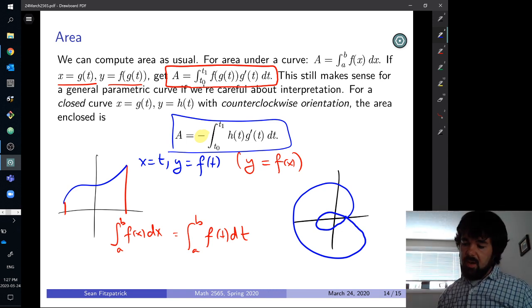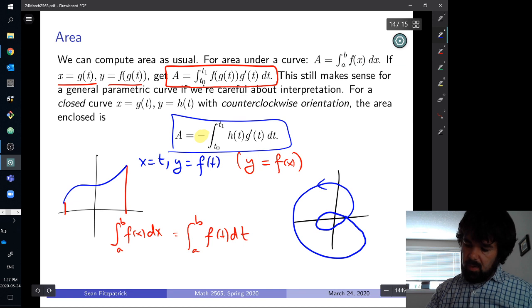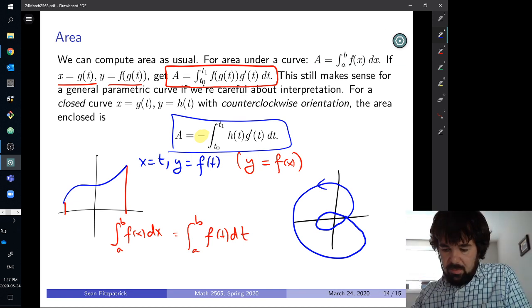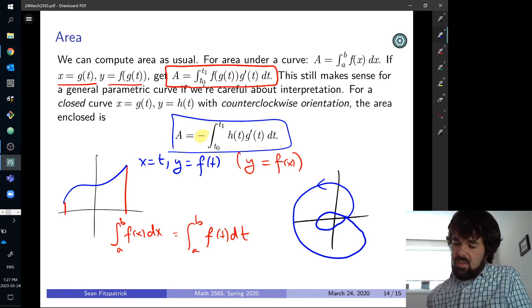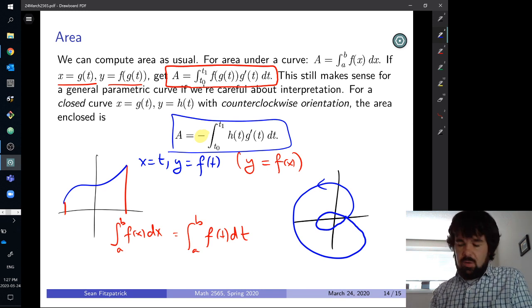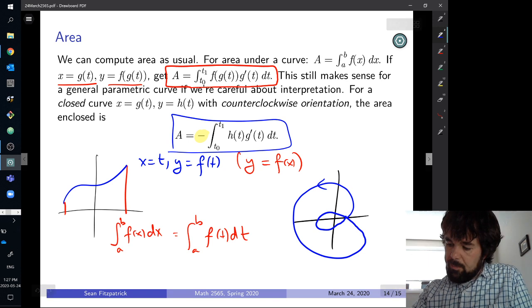If you go the other way around, so if you were going clockwise instead of counterclockwise, then you don't need that minus sign out front. Okay, and basically you just kind of want to think in terms of contributions to area, like y times dx, right? If y is positive and dx is negative, then you need that minus sign to get a positive area.